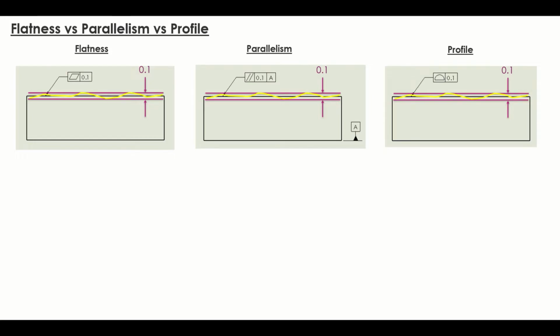Let's first compare flatness versus parallelism. The most obvious difference we see is the datum. For flatness, we do not need any datum, whereas for parallelism, it is oriented by the datum. Flatness is a form tolerance, where we only care about the shape of the surface. Whereas parallelism is an orientation tolerance like perpendicularity and angularity. All of those orientation tolerances need to be oriented to a specified datum.